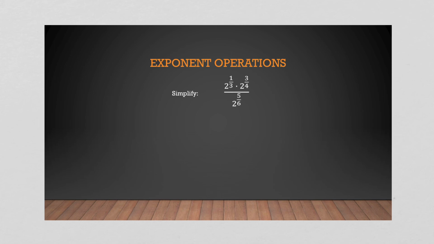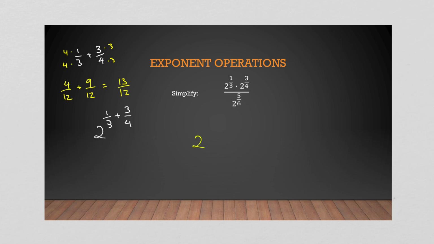So we are multiplying a common base, so we have 2, and then we add the exponents. So 1/3 plus 3/4. But remember, when we're adding fractions, we have to get a common denominator. So I'm going to multiply this by 4, and I'm going to multiply that by 4, and that by 3, and that by 3. So I have 4 over 12 plus 9 over 12, which gives me 13 over 12, which means on the top, I now have 2 to the 13 over 12.